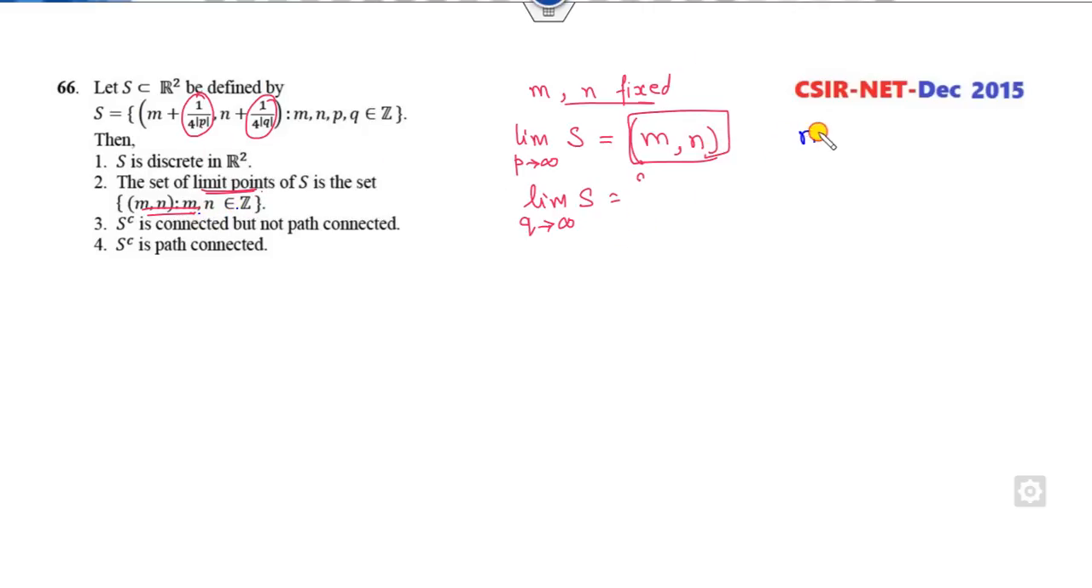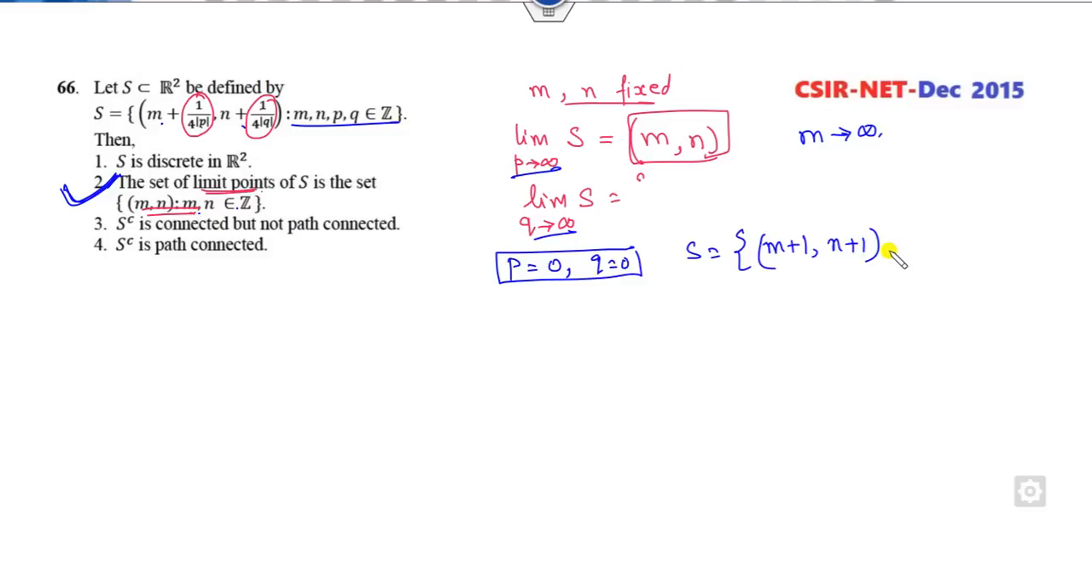If I take m as infinity, what will happen? This is infinity, and n is infinity here. So what is the meaning of that? The first option is the correct one, the set of limit points where p and q go to infinity. Now you can check whether S is discrete or not. That's again very simple. I can take p and q as simple as possible, p and q are 0. So what is my S? This is (m plus 1, n plus 1).